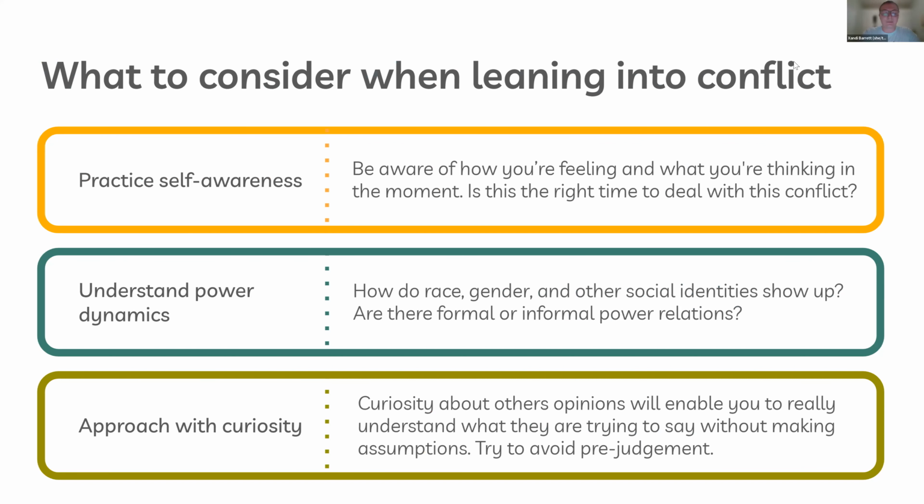So now that we've talked a little bit about what different kinds of conflicts can come up in co-ops, we're going to talk about some things that you can hold and consider when you're leaning into these different conflicts. So the first one is practicing self-awareness. And we heard a little bit about this from Aya earlier, but it's like, how are you feeling in that moment? And understanding, is this the right time to deal with the conflict?